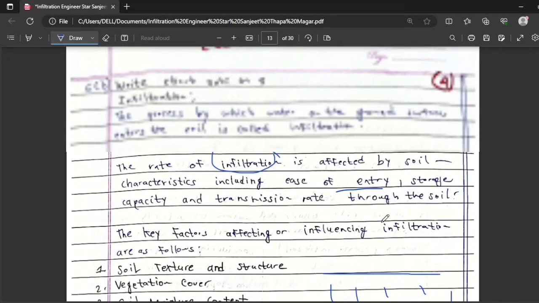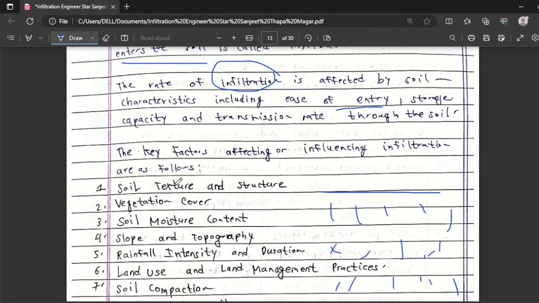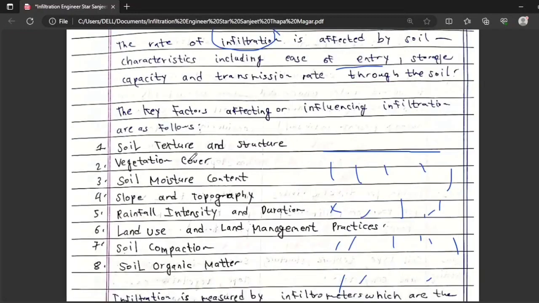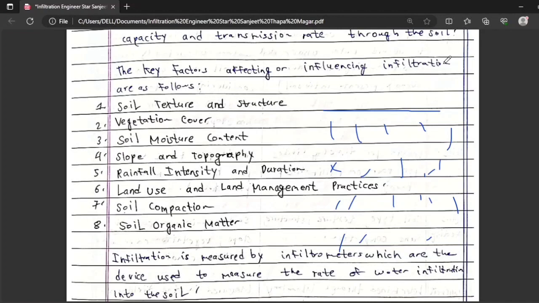And transmission rate through the soil, that means permeability of the soil, if this has high permeability or high pore size, then infiltration will be more, and vice versa. The key factors affecting or influencing infiltration are as follows: soil texture and structure. For coarse grain soil, for example sand, infiltration will be more. And for fine soil, for example clay soil, it has less void, so infiltration is much less.